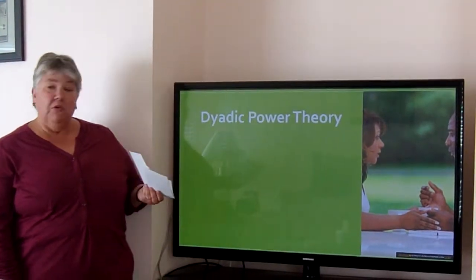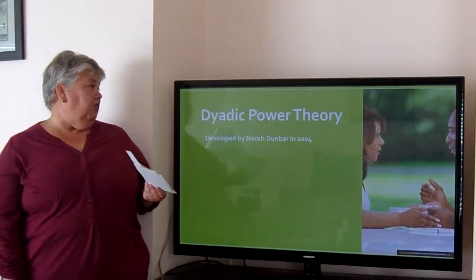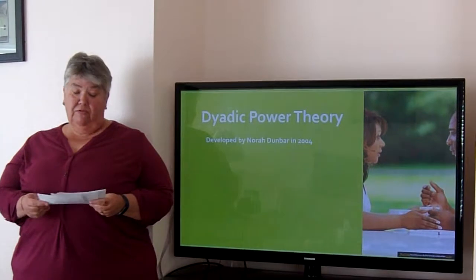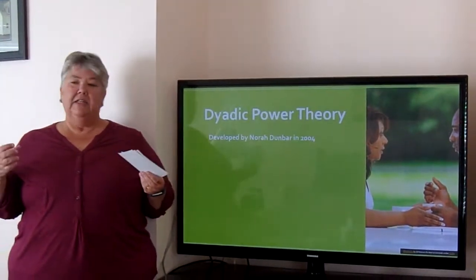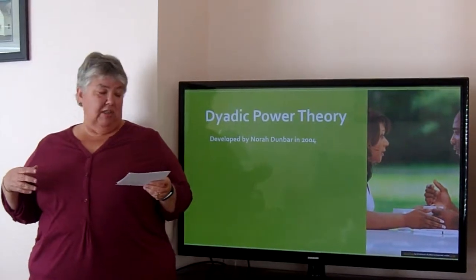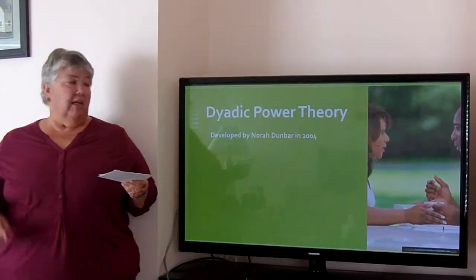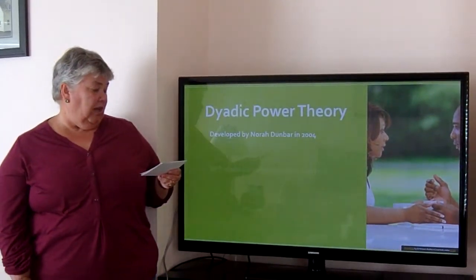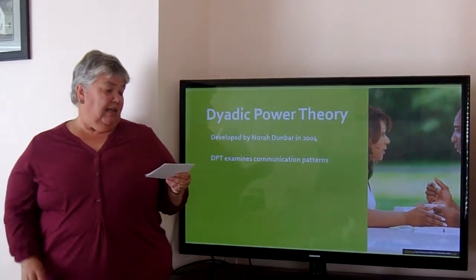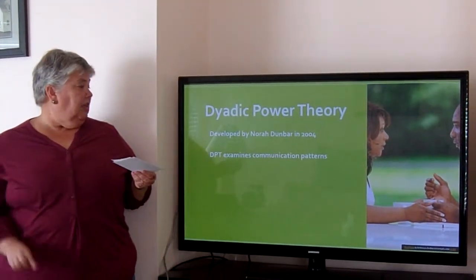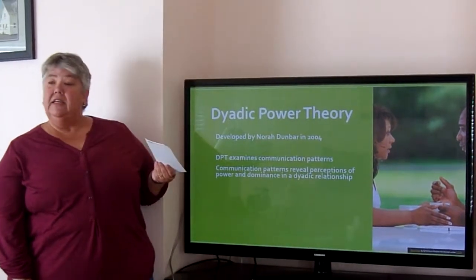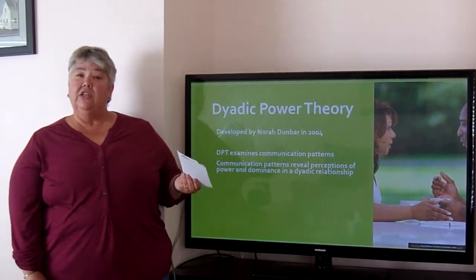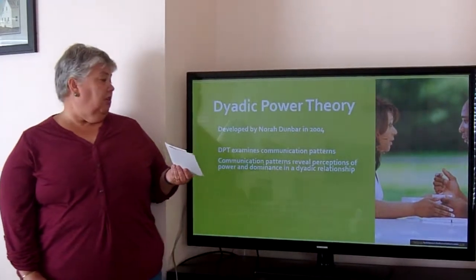Now, dyadic power theory, which was developed by Nora Dunbar in 2004, is concerned with how the expectations and perceptions of power are expressed in a relationship. DPT then is concerned with the interaction in a dyadic partnership, and it's the interaction or the relationship that is central to the theory.